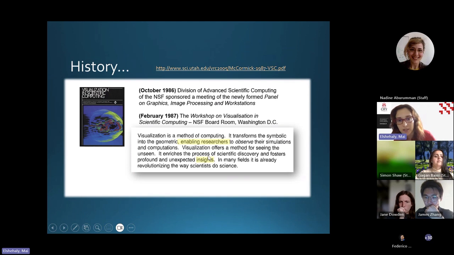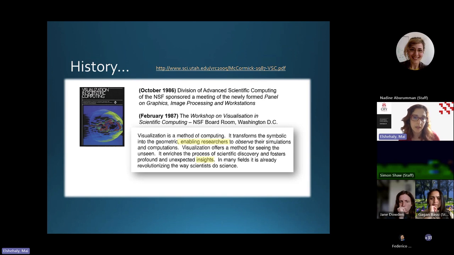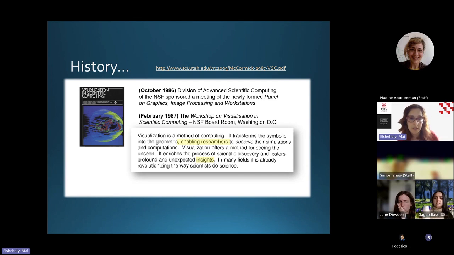So a little bit of history: visualization research dates back to the 1980s, where the field of visualization research was defined for the first time in an NSF boardroom in Washington, D.C., when a group of scientists who specialize in graphics and image processing came together and came up with this definition. They said that visualization is a method of computing that transforms the symbolic into the geometric, enabling researchers to observe their simulations and computations.